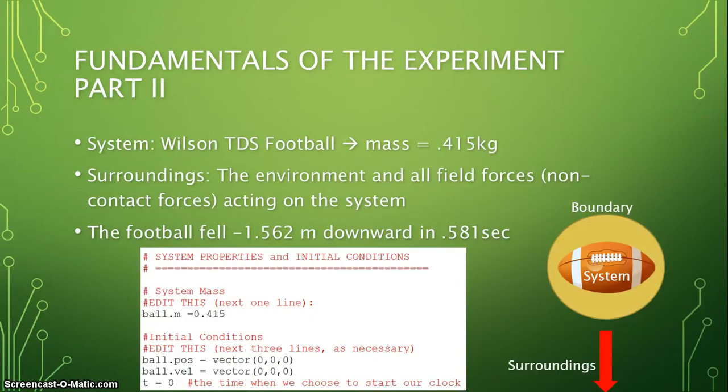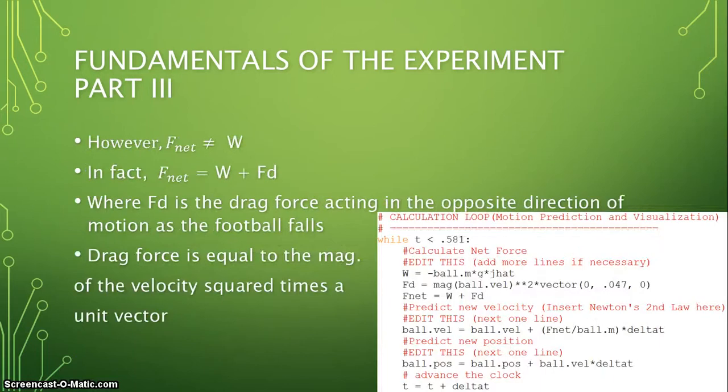The experiment, which I ran, included dropping a Wilson TDS football and letting it fall to the ground as it accelerates. The system here is the football with a mass of 0.415 kilograms. The surroundings include the environment and all field forces which act on the falling football. It should be noted that in the experiment, the football fell negative 1.562 meters during a 0.581 second time interval. After the experiment was run considering only the effect of gravity, one had to consider the drag force acting on the falling object as well. As a result, Fnet is now equal to W plus Fd, where Fd represents the drag force acting in the direction opposite of motion. The VPython code shown here again displays these relationships.